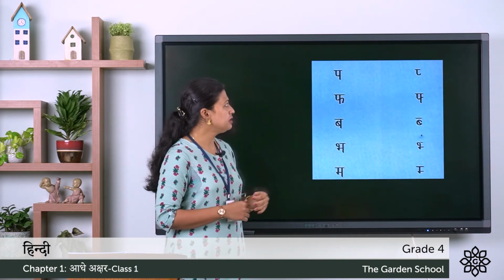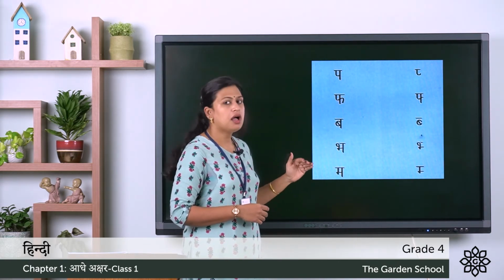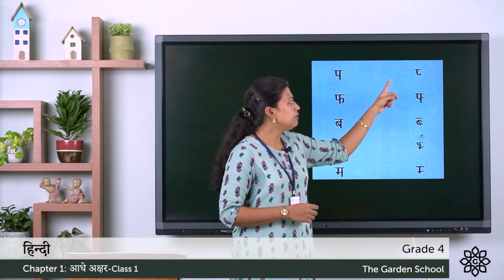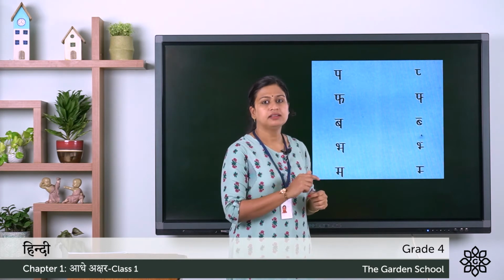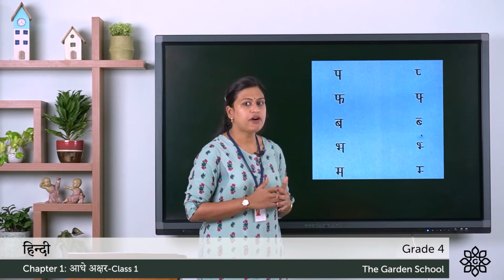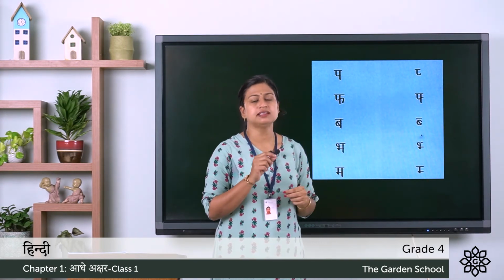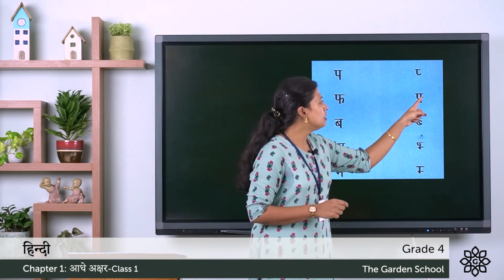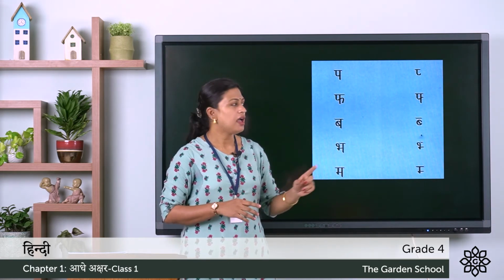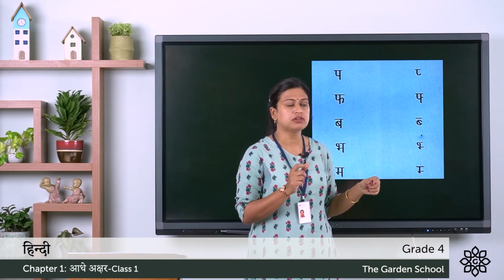Next set of Vyanjan Akshar: Pa, Fa, Ba, Bha, Ma. And here you can see the half form. For Pa, we say P and the standing line is missing. Now the next Vyanjan Akshar is Fa, and you can see here in this half form of Fa, it has the standing line, only the hook part is missing. So this is the way to write Fa, and for the half form of Fa we pronounce Fa. It has very short sound.